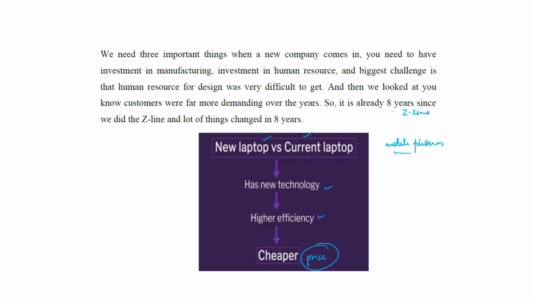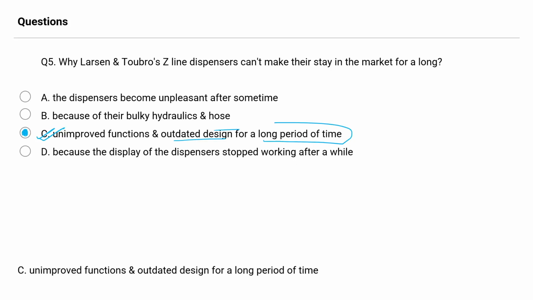You see, we're talking about more than 8 years of time. We did Z line and a lot of things had changed, right? Technology has changed, there were new sets of materials, new ways of utilizing the materials, the machinery had changed. And that's where the design of Z line got outdated with the current context. It was Z line for 8 years, and in those 8 years, a lot has changed. So the correct answer is C.